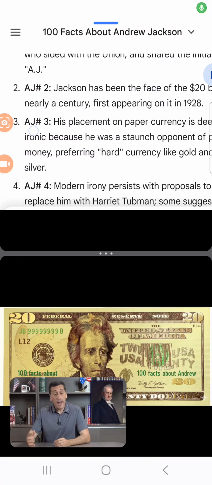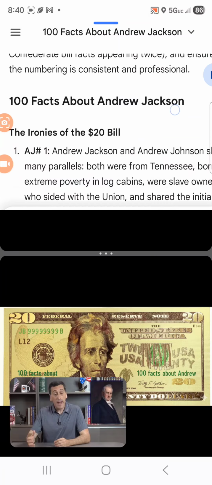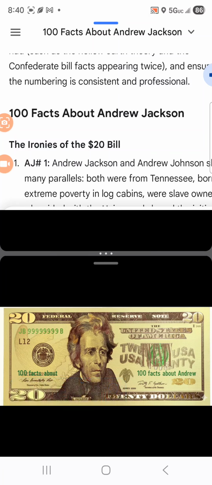100 facts about Andrew Jackson. The ironies of the $20 bill. AJ has made 100 facts about Andrew Jackson. I'm going to react to the facts.